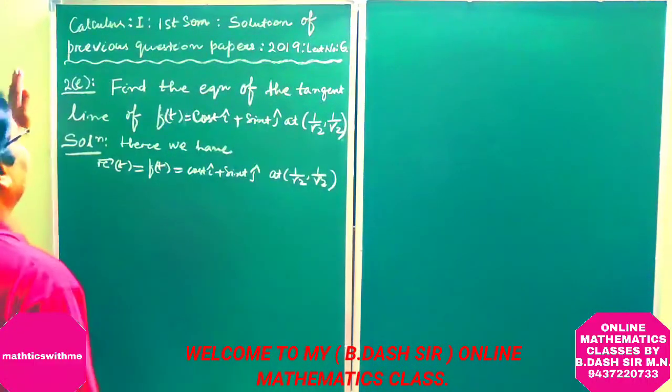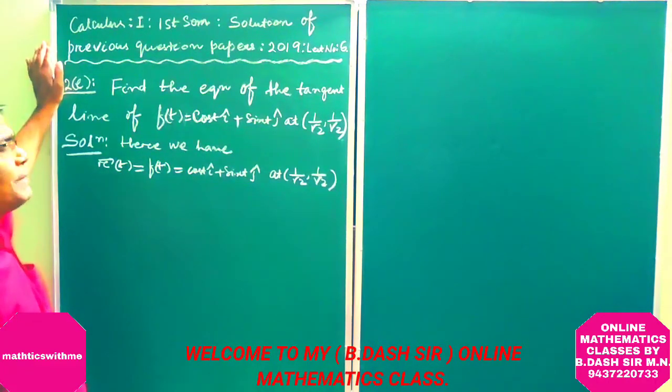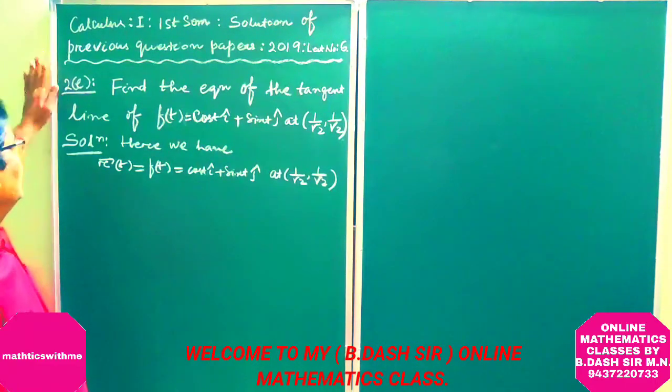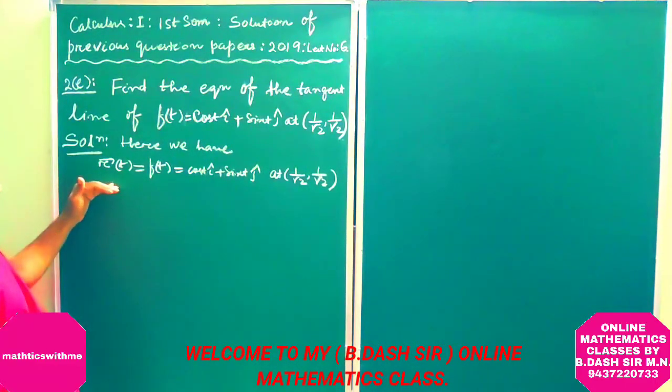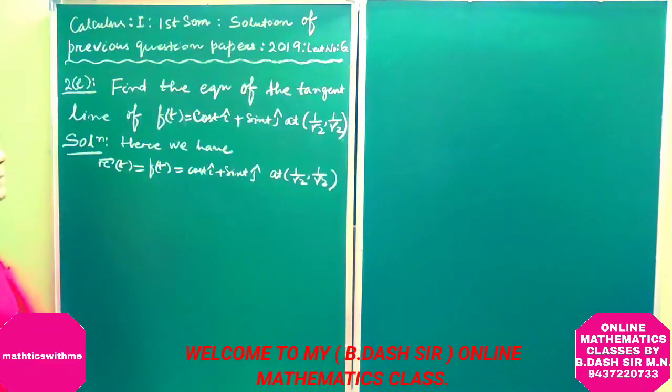The first question is: find the equation of the tangent line of f(t) = cos t i cap + sin t j cap at (1/√2, 1/√2). Here we have vector r(t), which equals f(t) = cos t i cap + sin t j cap, at the point (1/√2, 1/√2).